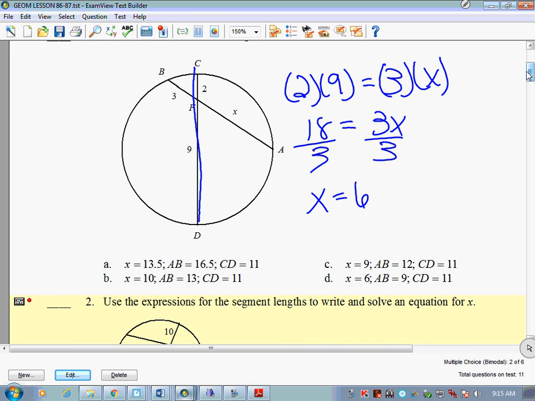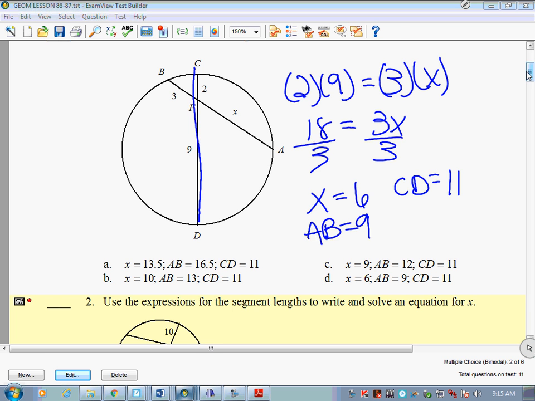Okay? So what is the length of BA? 9. Because 3 plus 6 is 9. So BA, or AB, equals 9. And CD, we already knew, right? We already knew that that equaled what? What's CD equal? 11. All right, so that's everything that I need. Are we good there? Hopefully.